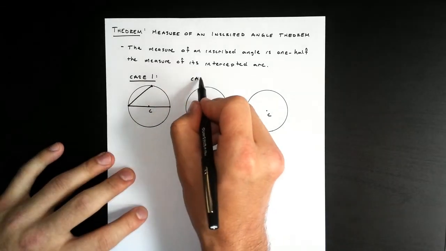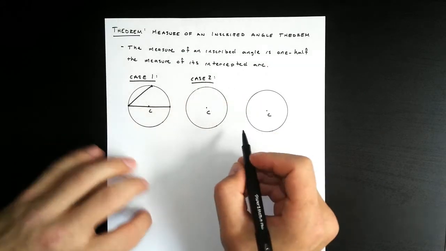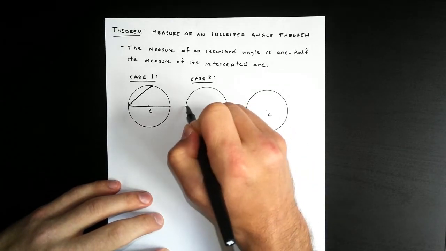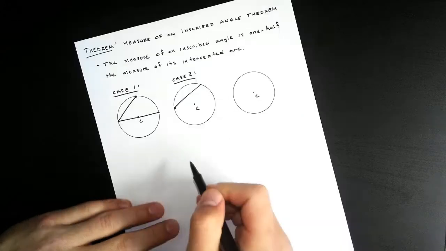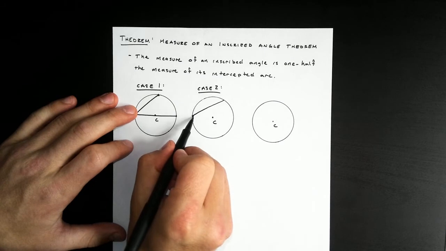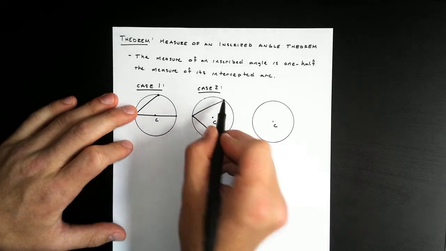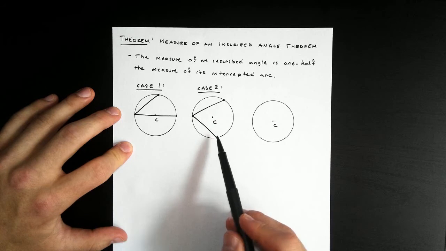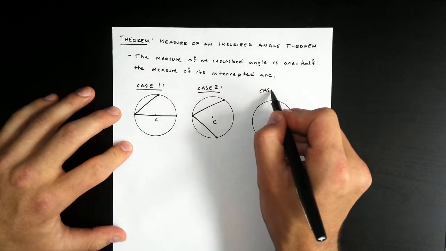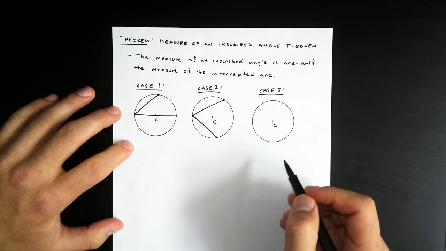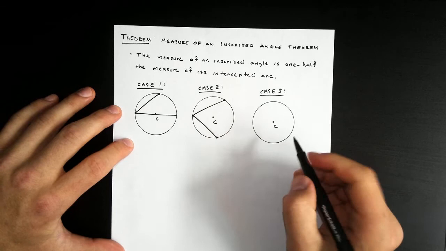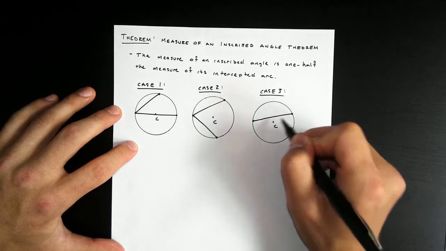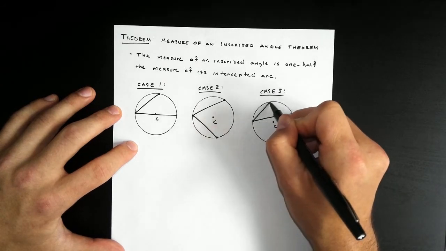So that's one case. Our second case is if the center is in the middle of our angle. So again, maybe we have an inscribed angle, and now the 2 sides of the angle go around the center of the circle, like so. But again, the theorem states that this is half as big as this arc. And then the last case is when the center of the circle is outside of our inscribed angle. So now the 2 sides of the inscribed angle are both on the same side of the center.